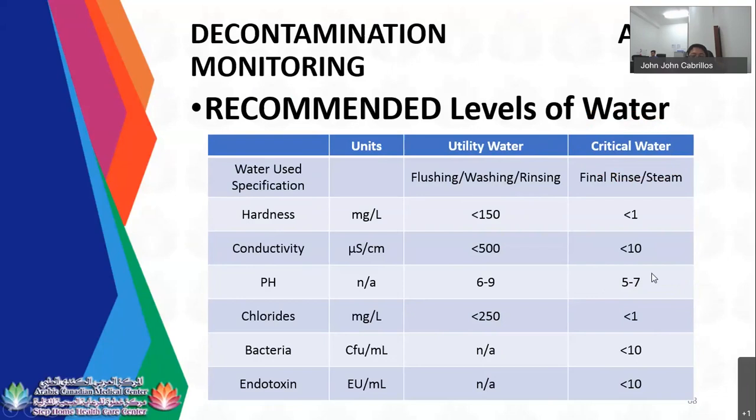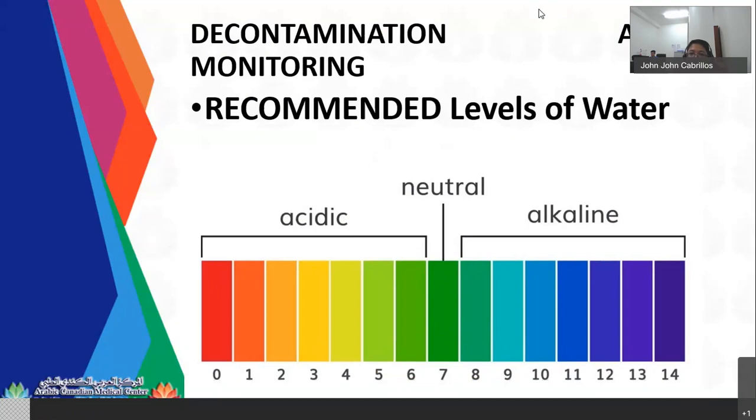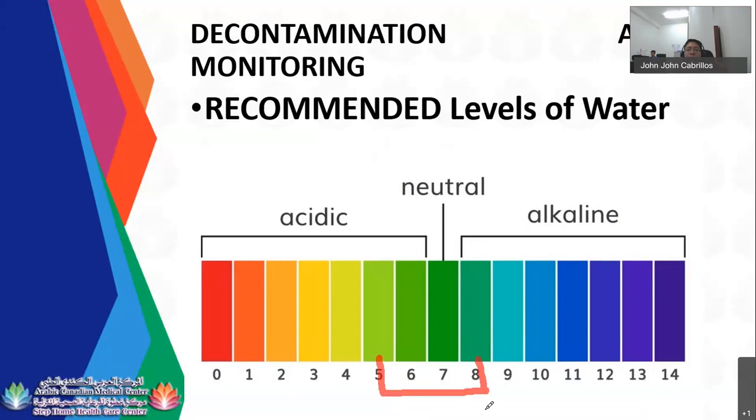But sometimes, the accepted level for the neutral is actually on this green line in here, okay. If it is neutral, it is supposedly 7. And sometimes they will not give a pH of 7. So the ideal is either here or here will be considered as your neutral, okay, which means it is either 6.5 to 7.5, okay, as neutral.